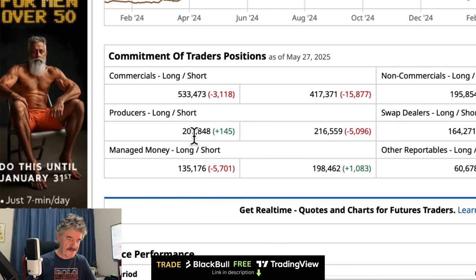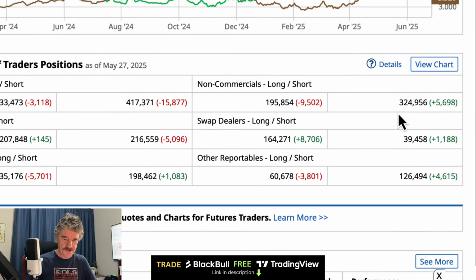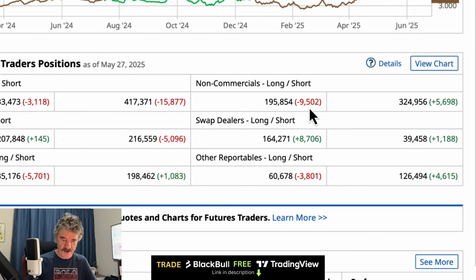Producers, long 207 and short 216, just taking some off the short side, adding a wee bit to the long side, so pretty much balanced as well. And the managed money, 135 long, 198 short, so leaning to the short side and adding more to the short side, taking some off the long side. So managed money angling short. Non-commercials, 324 short, only 195 long, and adding more to the short side, so looking more to the short side as well. You could consider those to be pretty much in the same boat as the managed money.